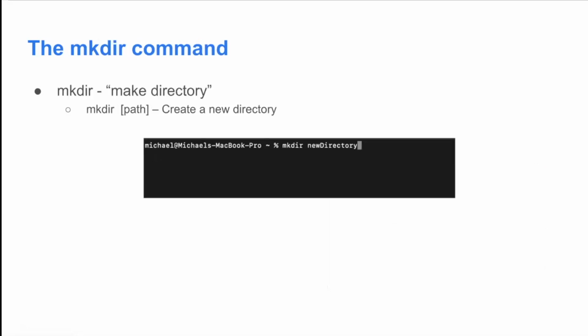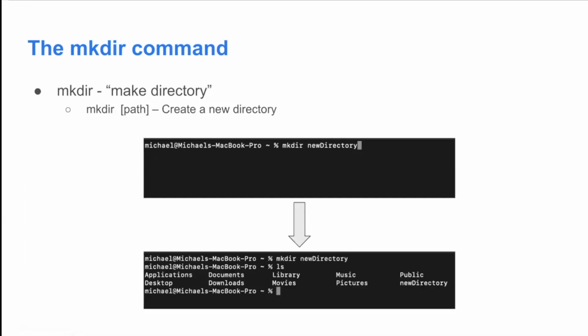We have the mkdir, or make directory, command. This is relatively self-explanatory. It's just going to be mkdir and then the name of the directory or the path to the new directory that you want to create. So here we're just making a new directory called new directory in our home directory here, which you can see now reflected when we list its contents.